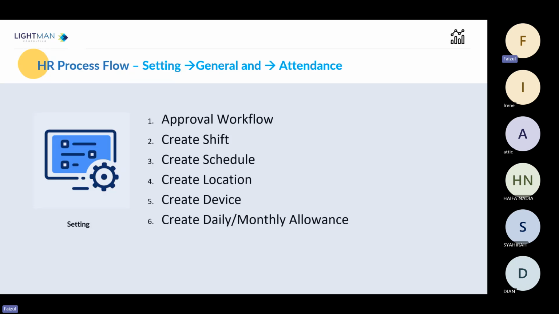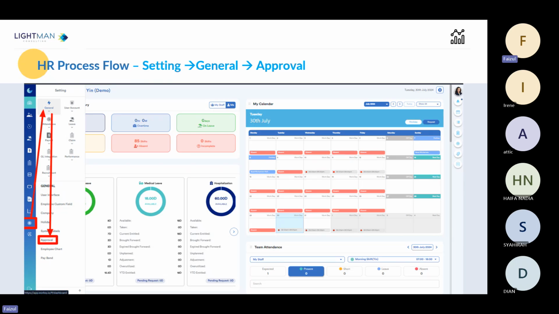The second one is the setting, general and attendance. So this is the flow, approval workflow. Second is the setting: create shift, create schedule, create location, create device, and create daily or monthly allowance. Right, so this is the screenshot of where to go to the general and the approval.